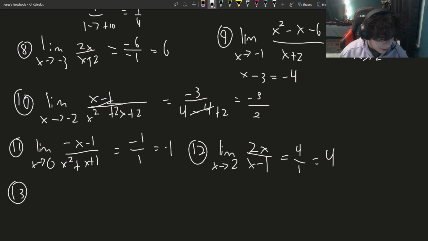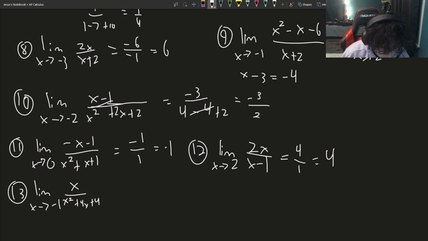Number 13, you have the limit as x approaches -1 of x over x squared plus 4x plus 4. Well, it's glitching out. You could just plug in -1, so you just get -1 over. You can simplify the bottom, but we don't have anything on the top, so you wouldn't simplify anything really. And then that would be 1 minus 4 plus 4. So minus 4 plus 4 just cancel, and we have a 1 at the bottom, so your answer should just be -1.